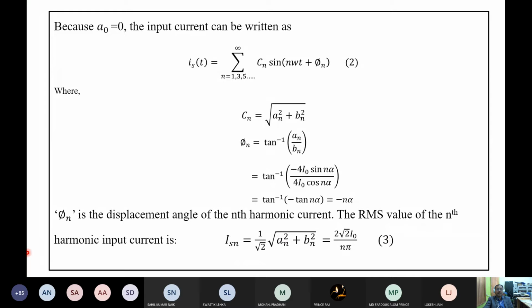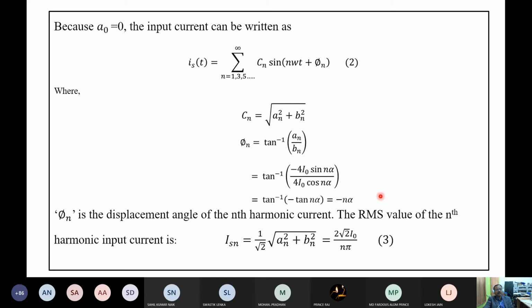RMS value of the nth harmonic input current is 2 root 2 I naught by n pi. The displacement angle of the nth harmonic current is minus n alpha. The displacement angle of the fundamental is phi 1 equal to alpha. Similarly, phi 3 is equal to minus 3 alpha, phi 7 is equal to minus 7 alpha, like that.